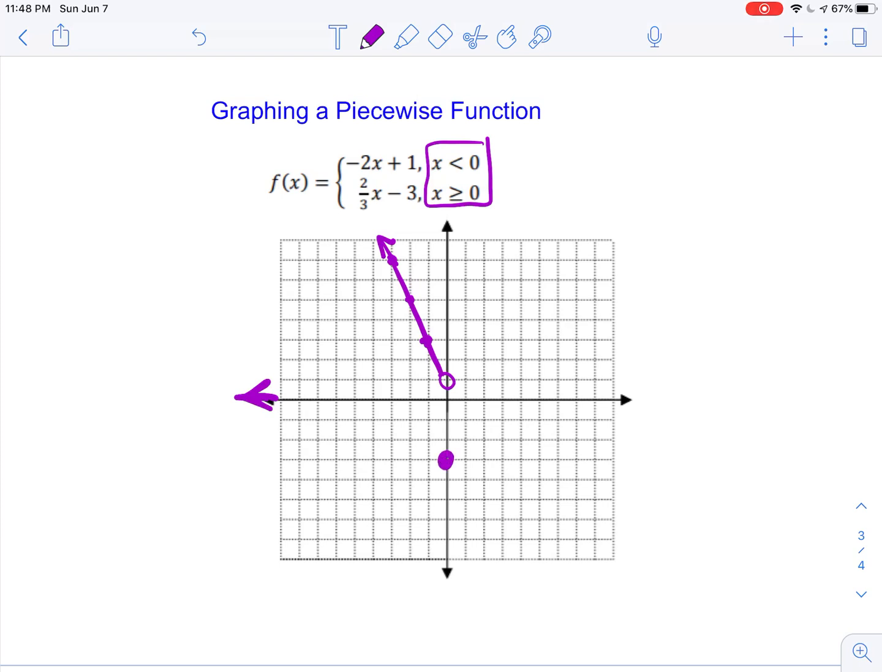Well, again, we're starting at 0, so I'm going to draw the y-intercept of -3. It is closed because of the "or equal to." And now all I have left to do is count the boxes for 2/3. So that's a slope of 2/3. So that's up 2 over 3, up 2 over 3, up 2 over 3. Connect all of those points.